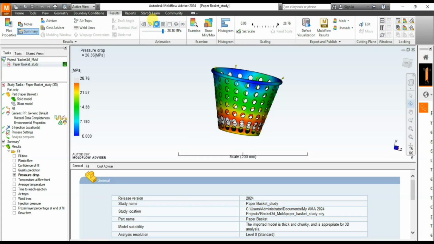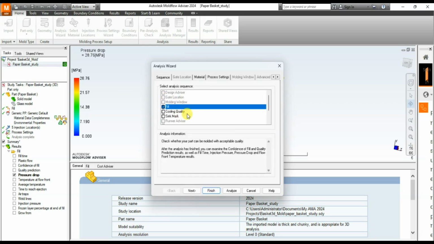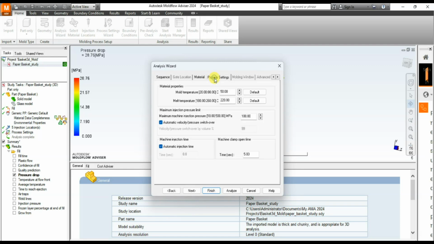Now, if the pressure drop is greater than 80% of the current value set in the maximum machine injection pressure at the analysis wizard process settings. Now, the analysis result process setting is this very one that I showed in the last explanation for quality prediction. This is the process settings.